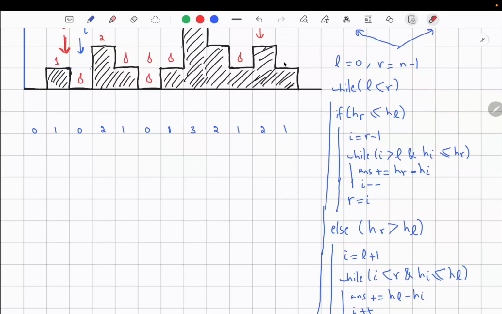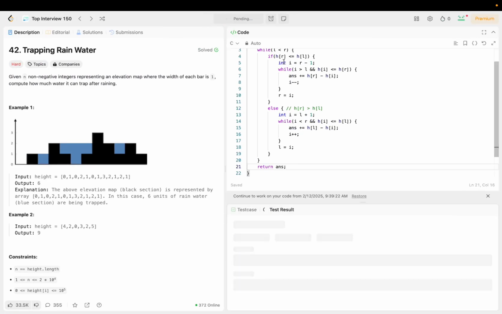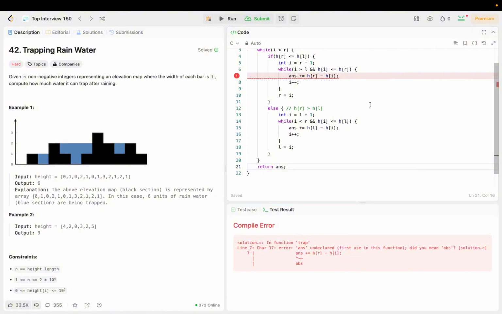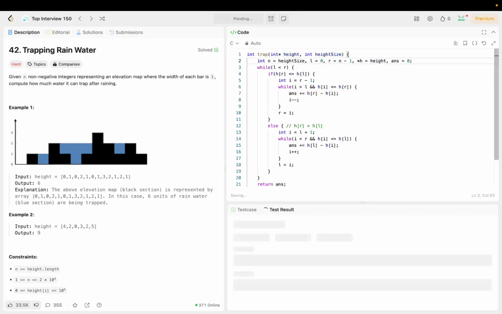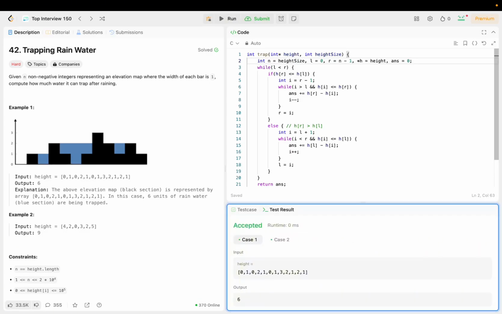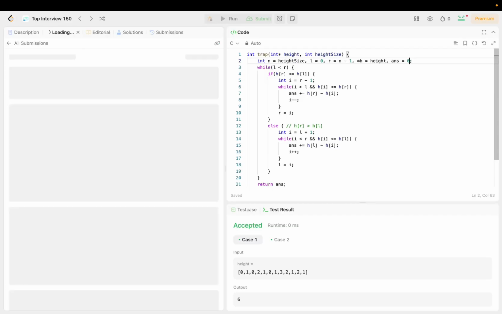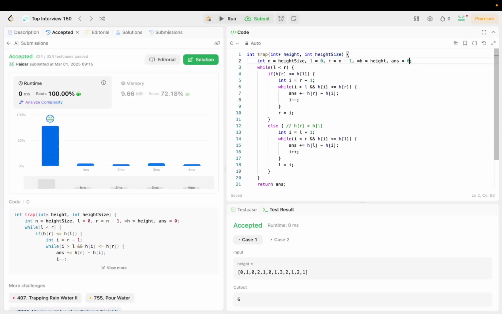So let's try to run our algorithm. And we have a compilation error because we did not define the variable called answer. Let's try again. And it succeeded, and let's submit it and hopefully it succeeds from the first time. And as you can see, it beats 100% of the runtimes and 72% of the memory.